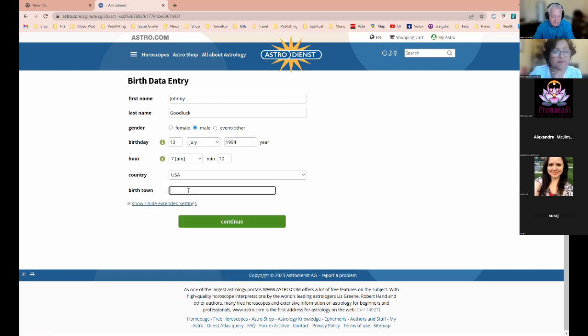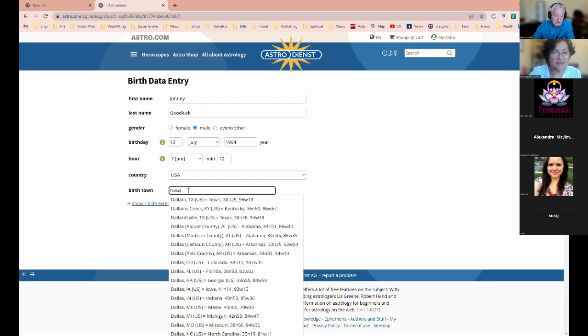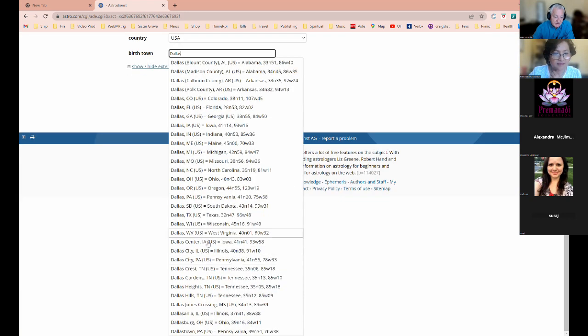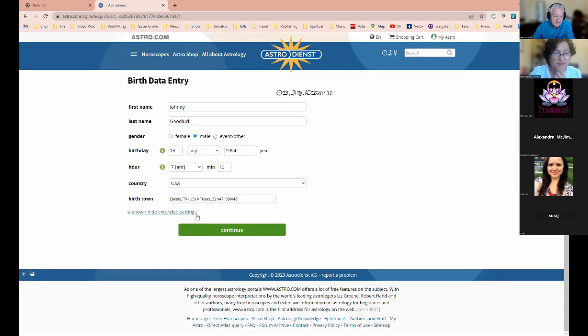Birth country USA, town, McKinney or Dallas. Yeah, let's put Dallas here. Dallas, Texas. There we go. And it's important that the birth town be given because that denotes the longitude and latitude. Continue.